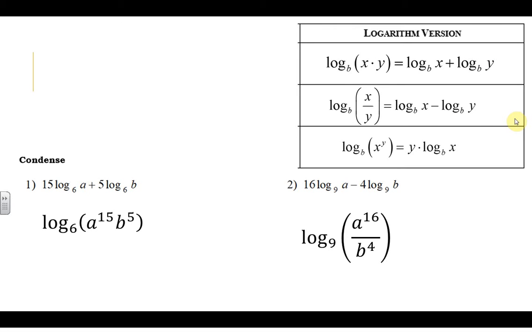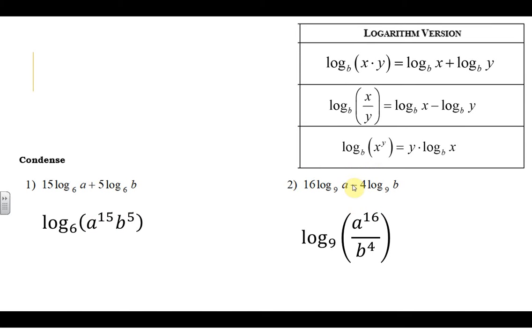Now let's condense. So let's go backwards. As you can see in these two examples, when you had plus, you really can just write the log base 6 one time and then multiply the a and the b, and then don't forget these guys are exponents. So you can also use it to condense things.